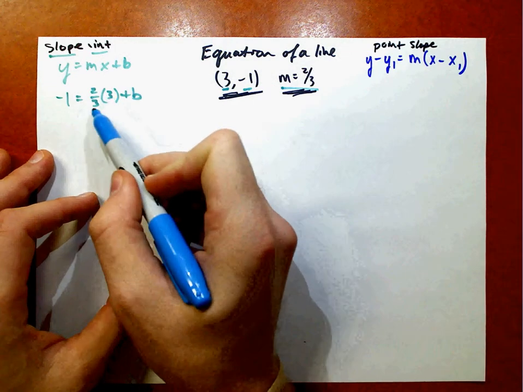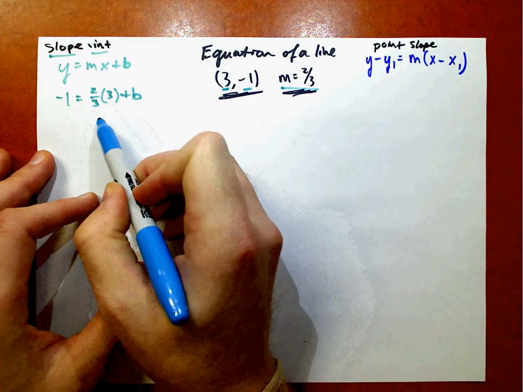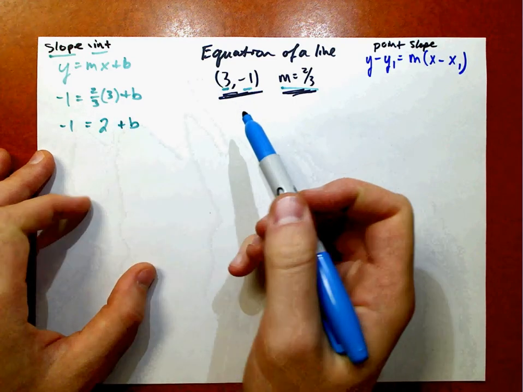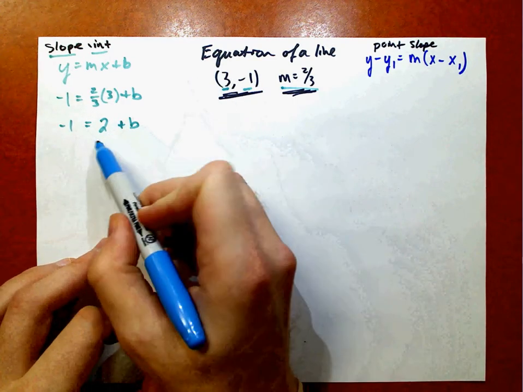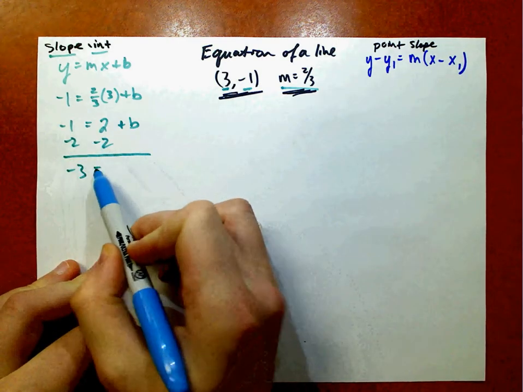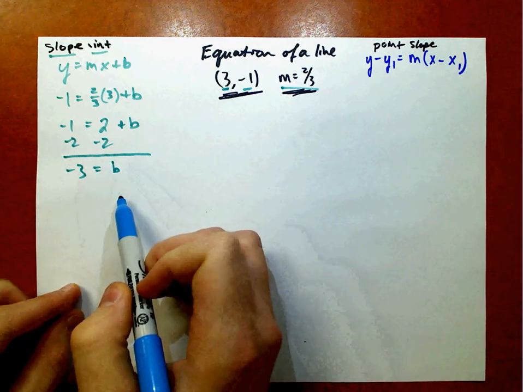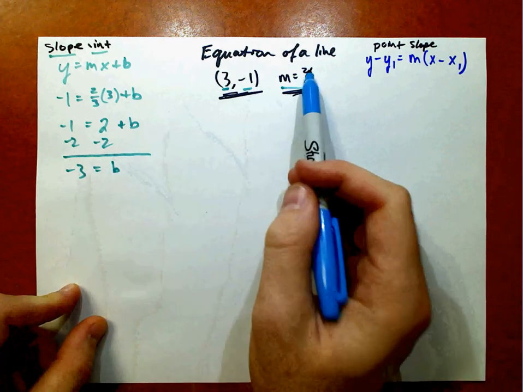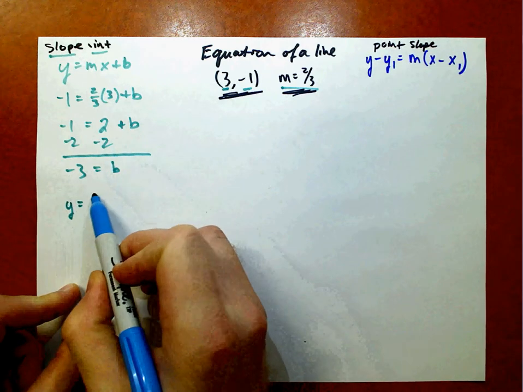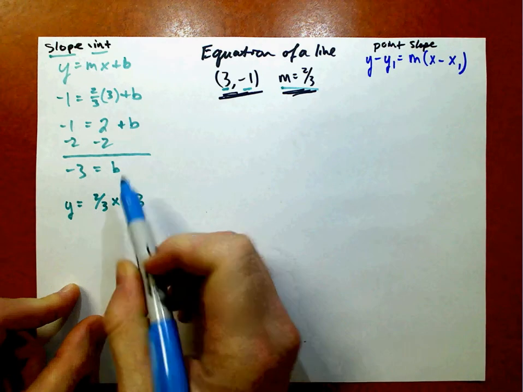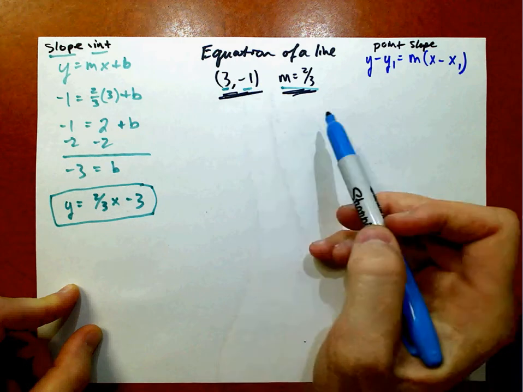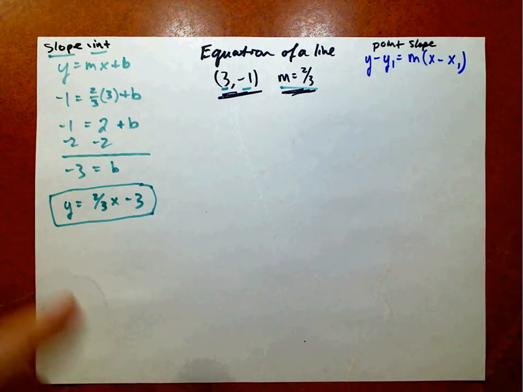So I'm going to multiply 2/3 times 3, which should give me 2. And now to solve for b, simply subtract 2 from both sides of the equation. And b is equal to -3. So I use the fact that I know the slope is 2/3, the y-intercept is -3, y equals 2/3 x minus 3 is the equation of the line that passes through the point 3, -1 with a slope of 2/3.